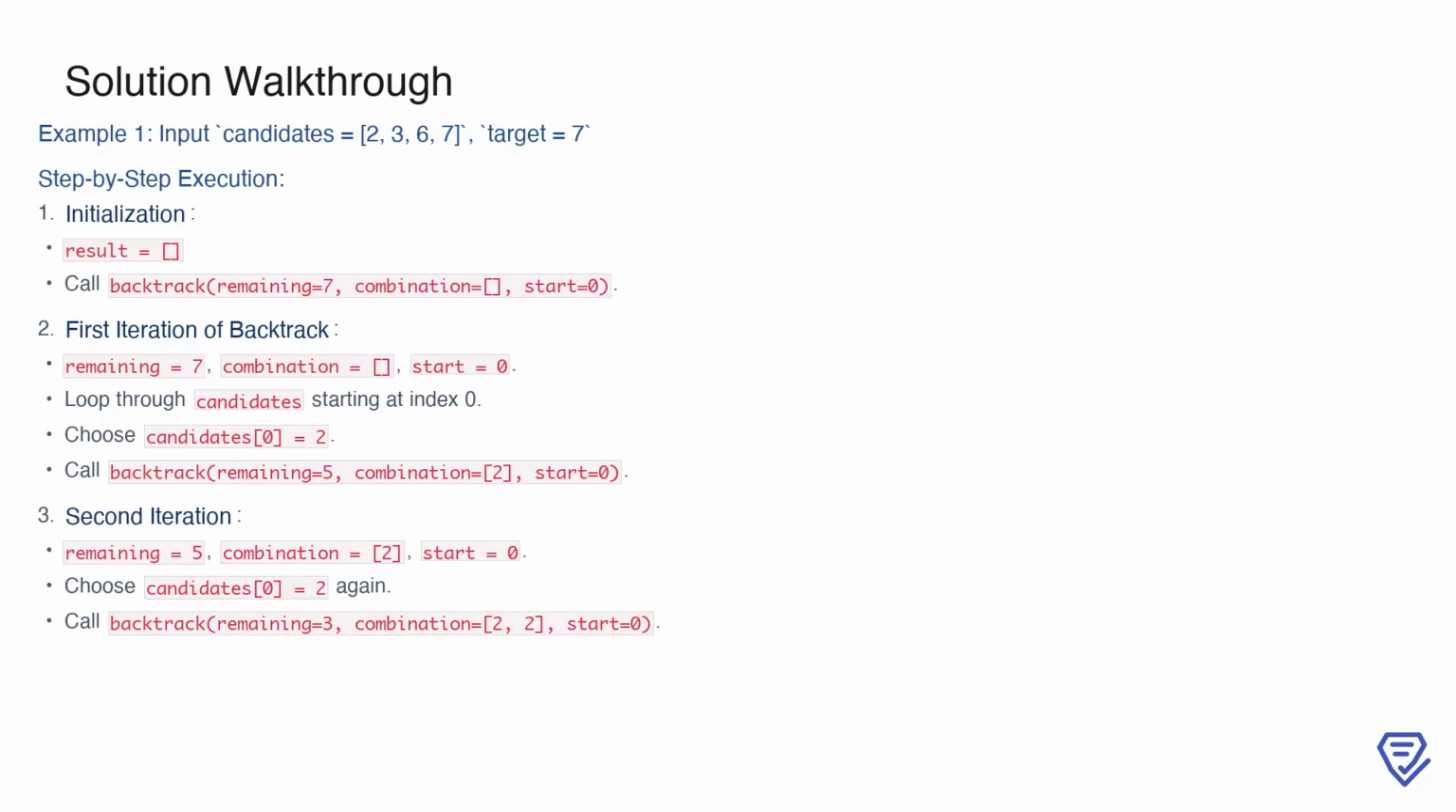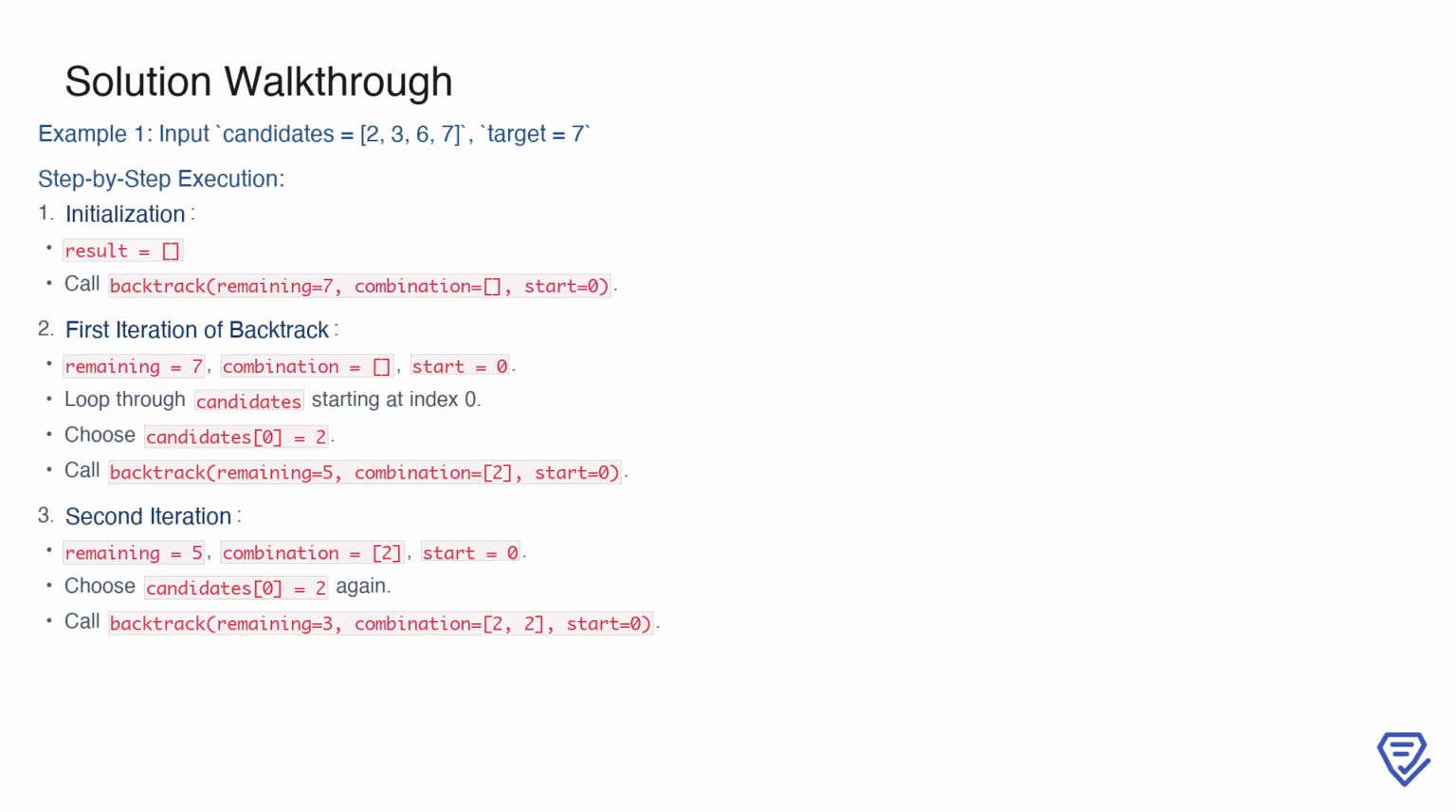To solve this problem, we use a backtracking approach. Starting with the input candidates equals [2, 3, 6, 7] and target equals 7, we initialize an empty result list to store our combinations. The first call to the backtrack function begins with an empty combination, the full target of 7 remaining, and the starting index of 0.